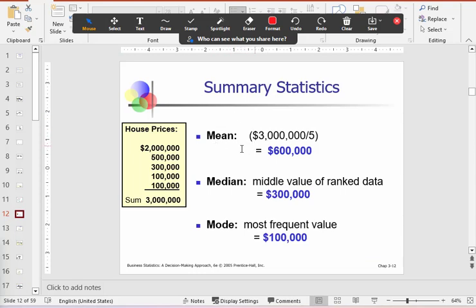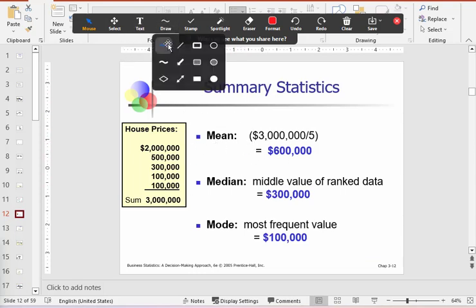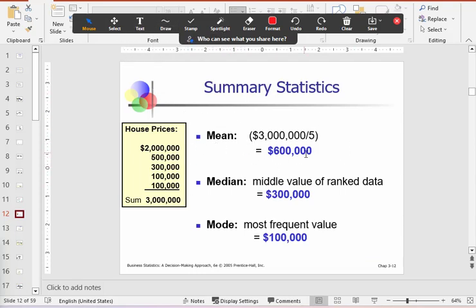So if we use the mean method, the answer will be 600K. If we use median, the answer is 300K, and the mod is 100K. So all of them are giving different answers. Logically, the mean is high because of the presence of an outlier. The median is in the middle; two values are above, two are below. The mod is the most repeated number, as shown here.